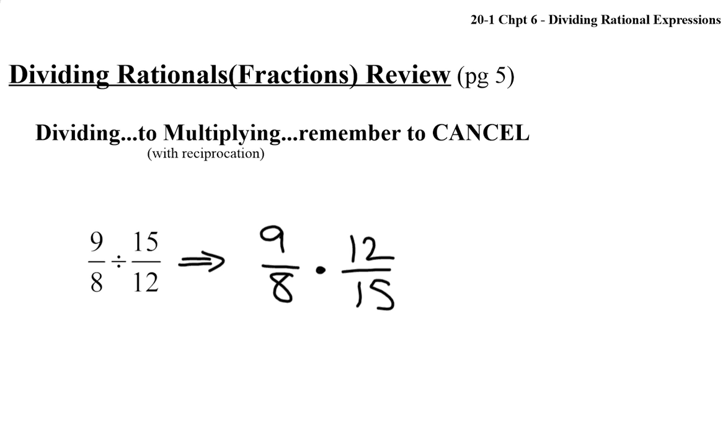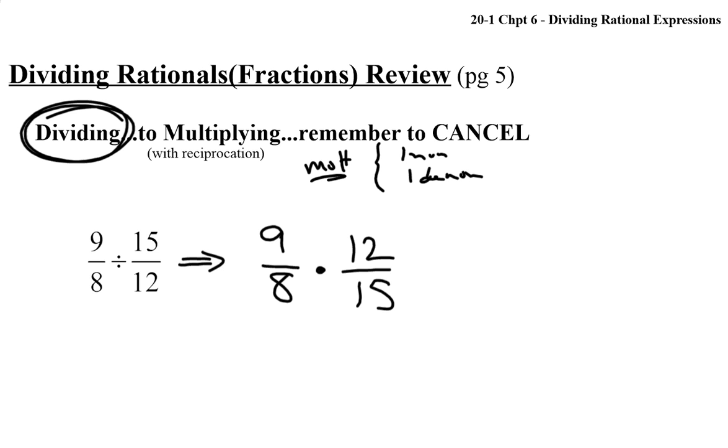9 times 12, 8 times 15. You could even do it without a calculator, but reduce, cancel first, like we talked about, one numerator, one denominator at a time, as long as it is multiplication. Never cancel when dividing. We're going to cancel now that we're multiplying.